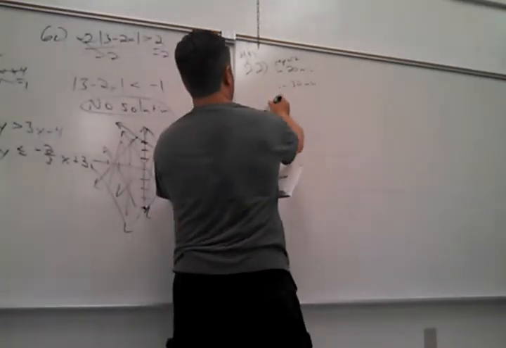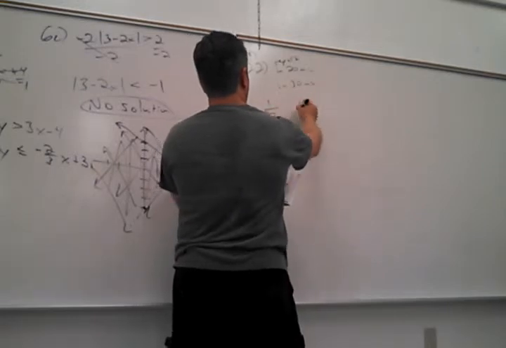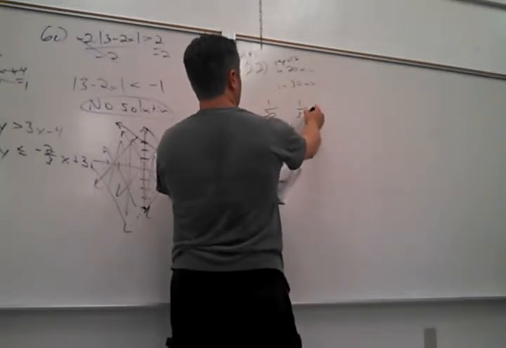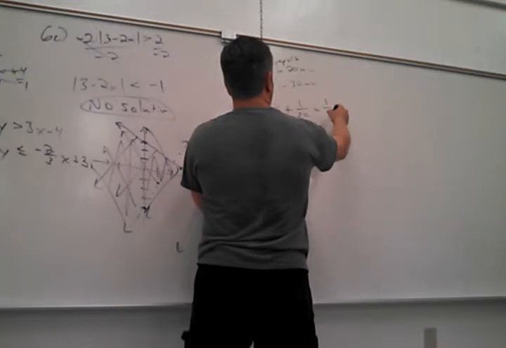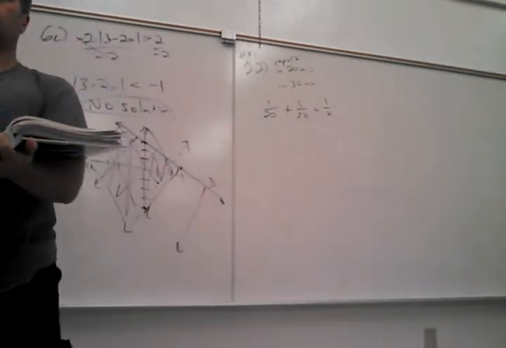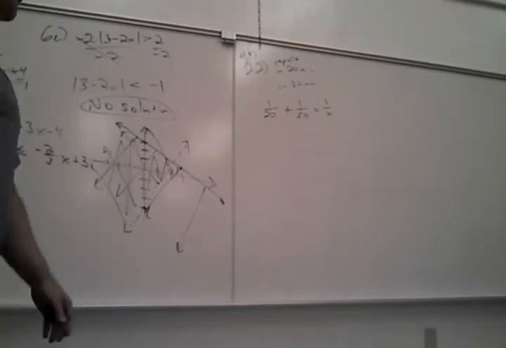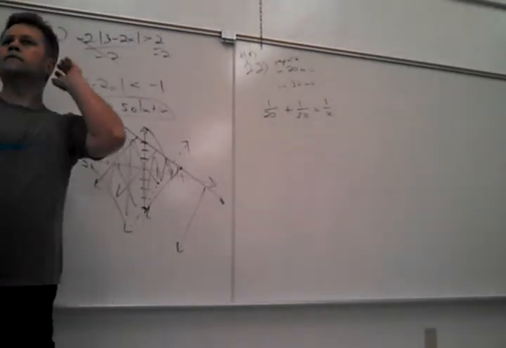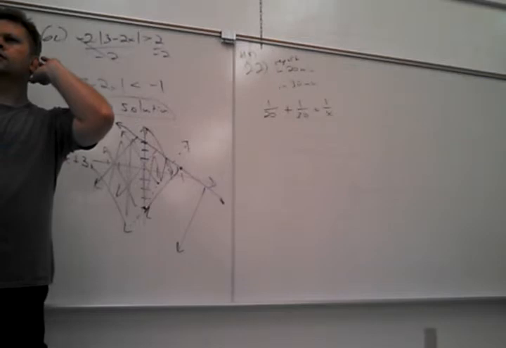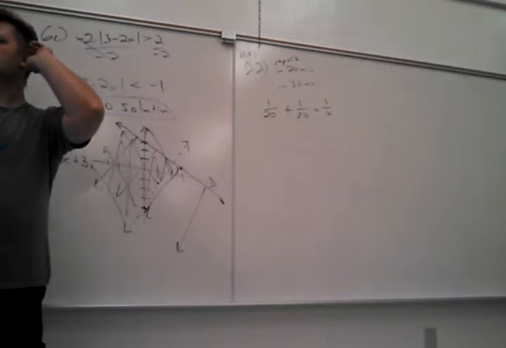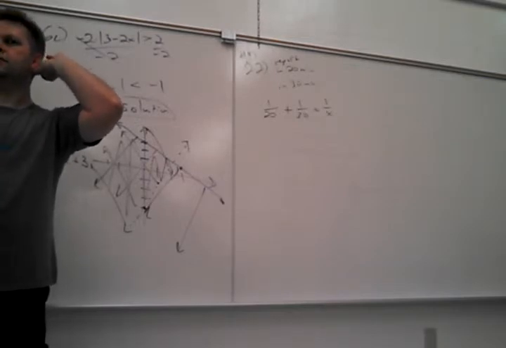I can do one job in 20 minutes. The other guy can do one job in 30 minutes. Together, it would take us how long? Say again? 12 minutes? Maybe. How do you solve it?